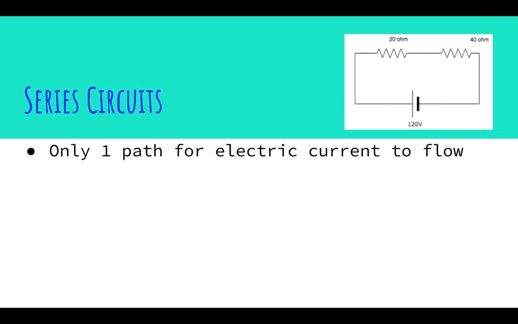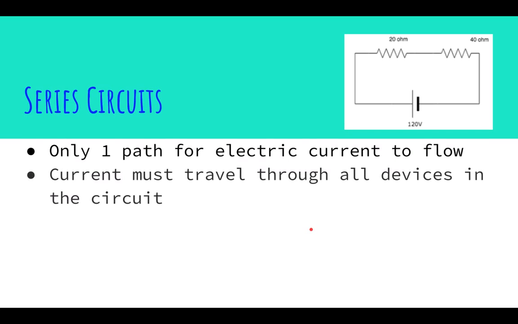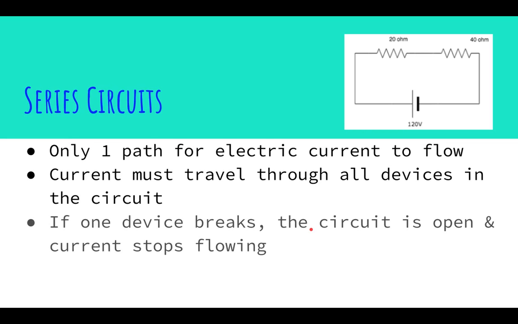Okay, so with series circuits, that's what we're going to look at mostly today. Series circuits, there's only one path for the electric current to flow. Current must travel through all devices in the circuit. If one device breaks, the circuit is open and current stops flowing.